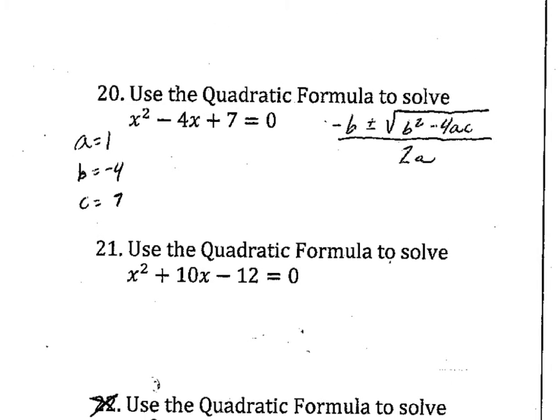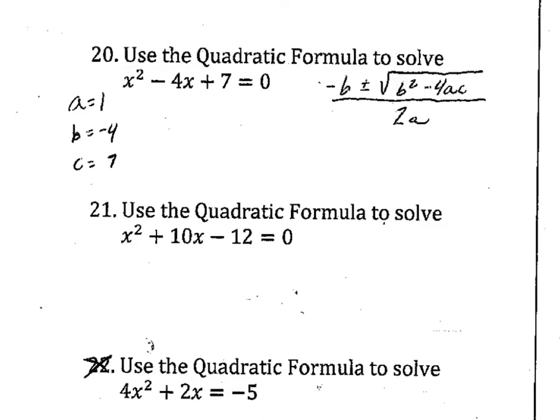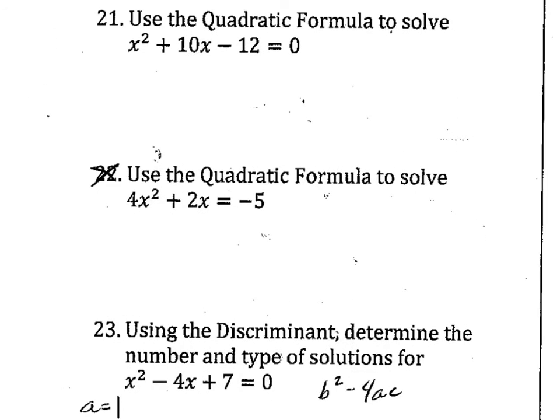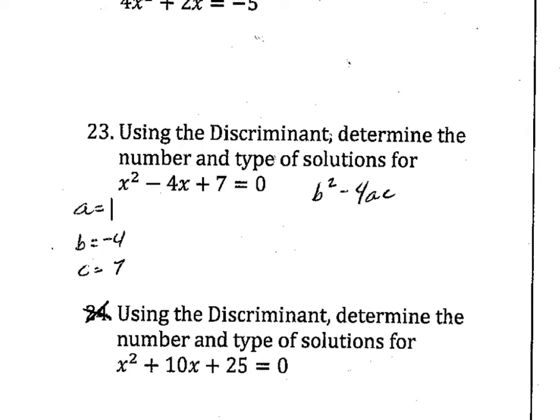Number 20, we're using the quadratic formula to solve. Here's the quadratic formula. I even identified your A, B, and C's. So just plug everything in. That's negative b plus or minus radical b squared minus 4ac all over 2a. Same thing for number 21, using the quadratic formula again. We're skipping 22.